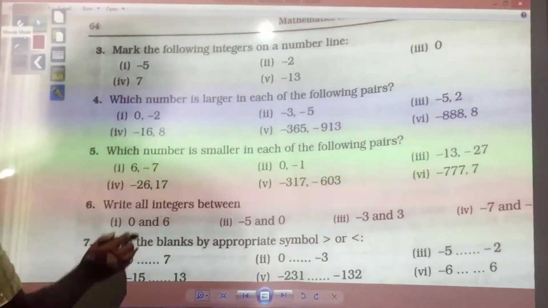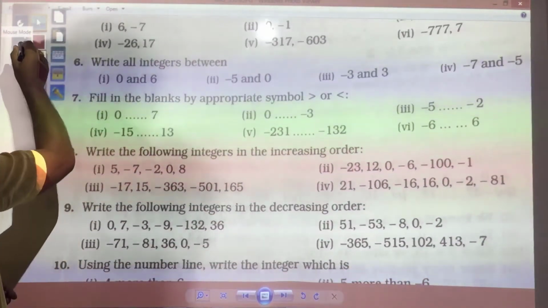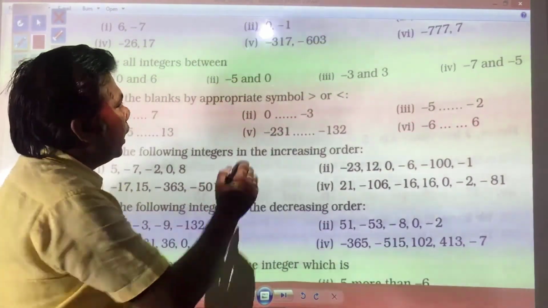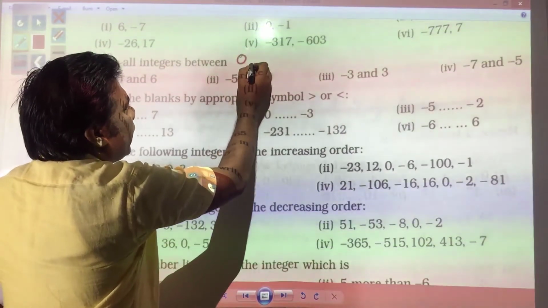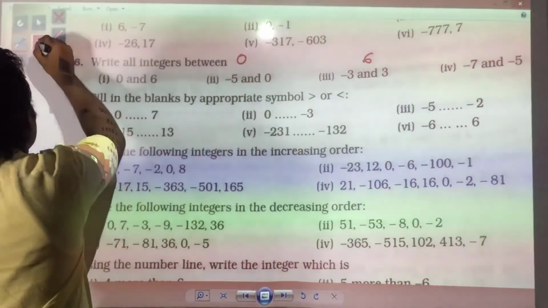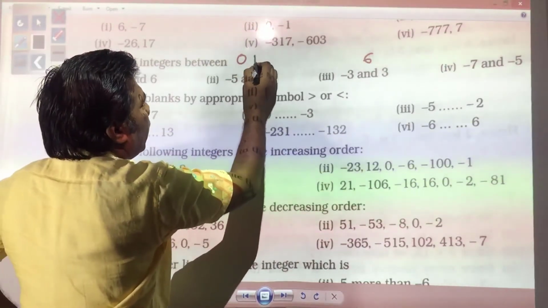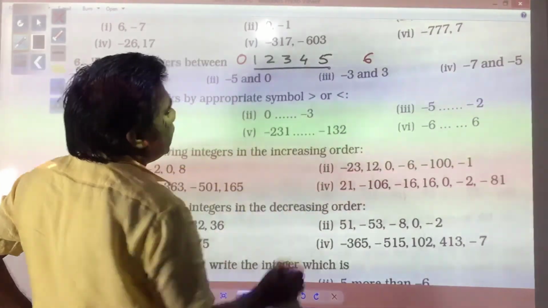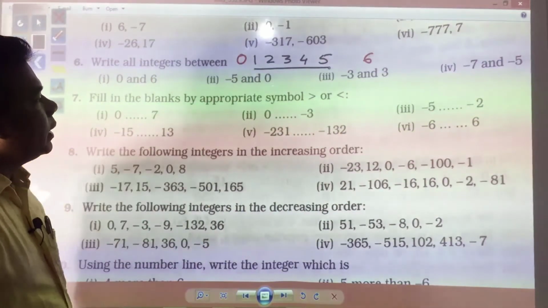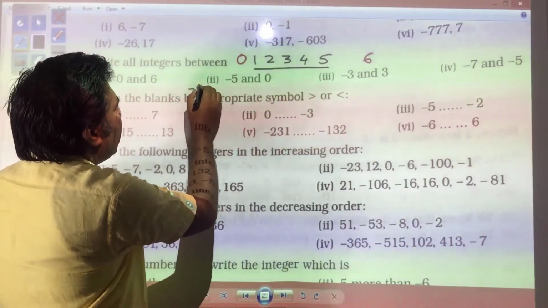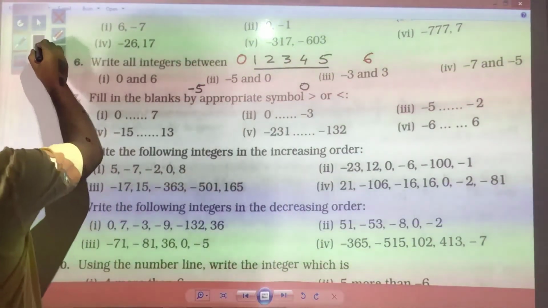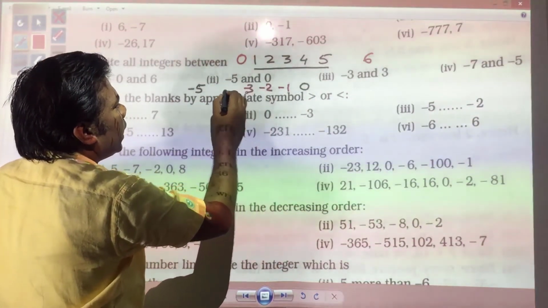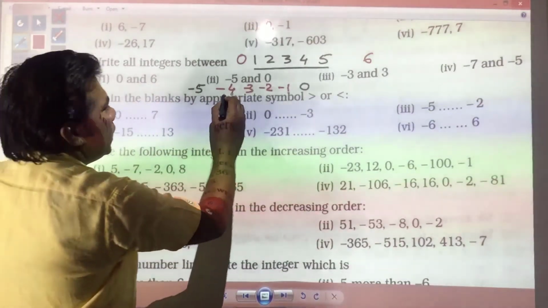Next, write all integers between 0 and 6. In between 0 and 6, which integers will you have? You will have 1, 2, 3, 4 and 5. These integers you will have. Between minus 5 and 0, which integers will you have? Minus 1, minus 2, minus 3 and minus 4. These integers you will have.